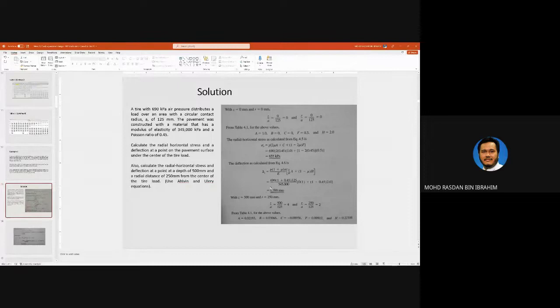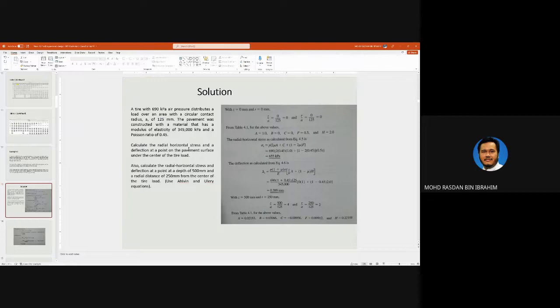Okay, the second part of the question asks us to estimate at a point of interest that is now 500 millimeters below the pavement, below the tire. And the radial distance is 250 millimeters away from the center of the pavement. So now you calculate the ratio between Z and A: 500, the depth, and A, the tire footprint. The radius here is 250, tire footprint 125. So Z over A is 4, and R over A is 2.